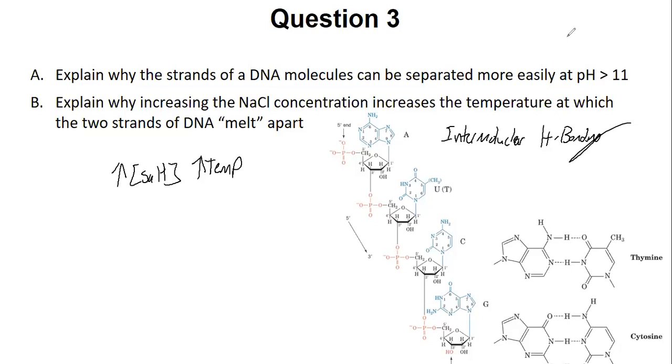NaCl is a good energy conductor. NaCl is a great conductor of electricity. Fun fact, water itself does not conduct electricity. It only conducts electricity with ions dissolved in it. So NaCl can conduct electricity. That's true. Very true. What's that have to do with DNA separating? Or does it have something to do with DNA separating?